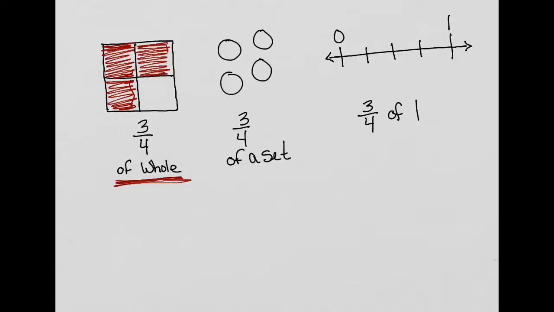Then we also learned that fractions occur in a set. So if it's 3/4 of a set that should be colored, that means we should color how many out of the 4? If you said 3, ding, ding, ding, you are right. So let's do that. 1, 2, 3. Okay.